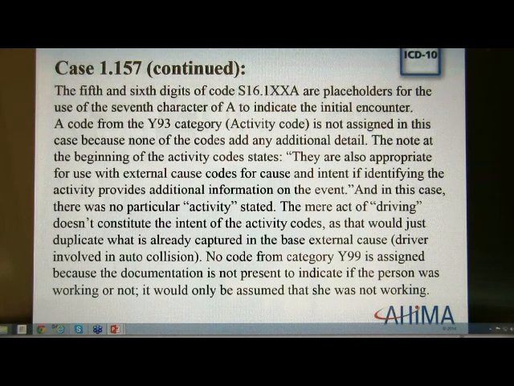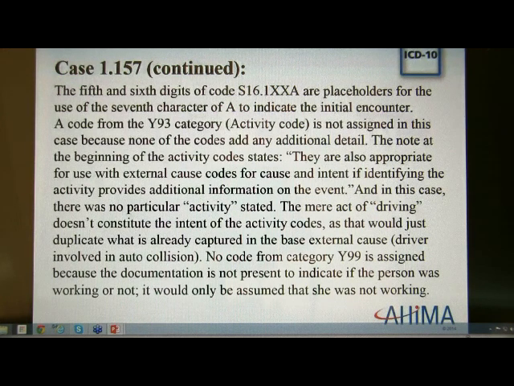Our activity code is not assigned in this case because none of the codes add any additional detail. So the guidelines state that the activity codes are appropriate for use when the external cause codes for cause and intent if identifying the activity provides additional information. So in this case, we would only have a separate code for driving, which doesn't add to the definition we're already using for the patient was a driver of a car. This is a little different than when we were coding for the patient who fell off the ladder, where we're describing that they fell off the ladder while doing maintenance.